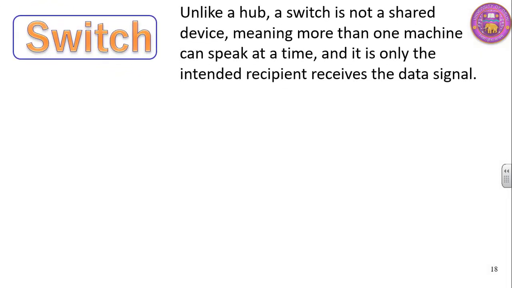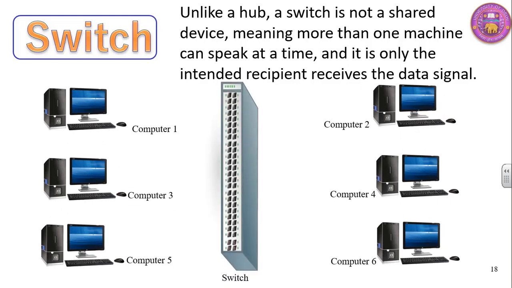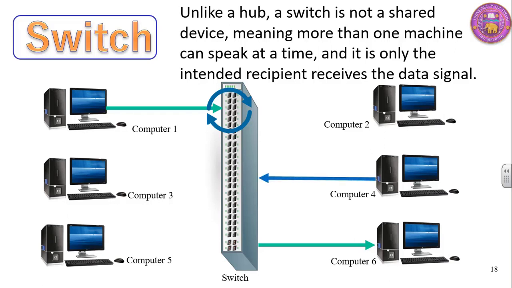Unlike a hub, a switch is not a shared device, meaning more than one machine can speak at a time, and only the intended recipient receives the data signal. Here we have 6 computers and there is one particular switch. Computer number 1 intends to send a message. The message reaches the switch. The switch reads the message and finds that this message is meant for computer number 6 and it transmits the message to computer number 6. Similarly, computer 4 intends to send a message.